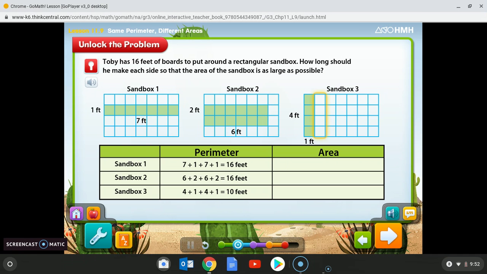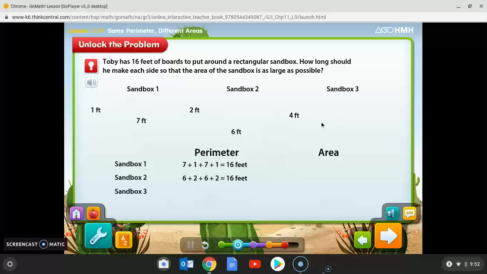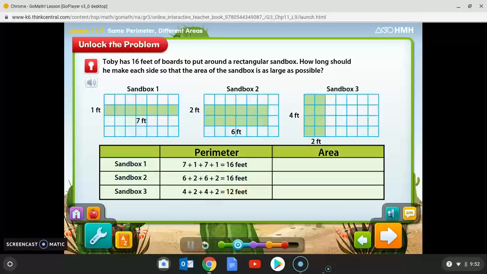Here we go. We're going to add another row. What happens to the perimeter? It's 12 feet now because the only thing that changed was 8, 8, 2, and 2, which makes 12. Another row gives us 14 because our lengths are 4 and 3.